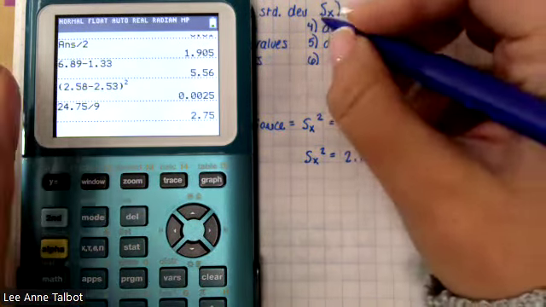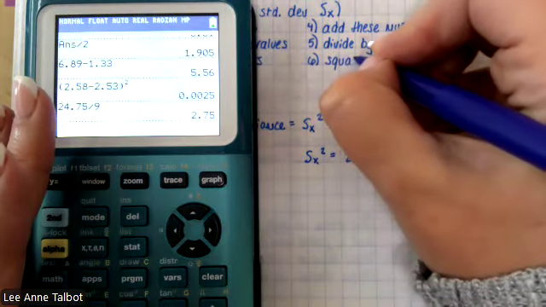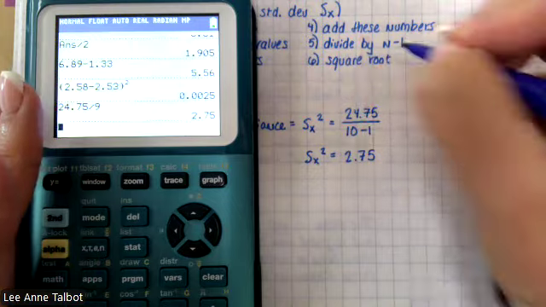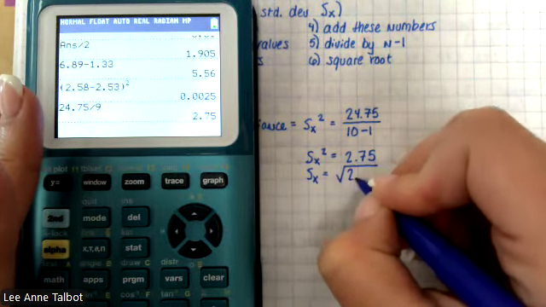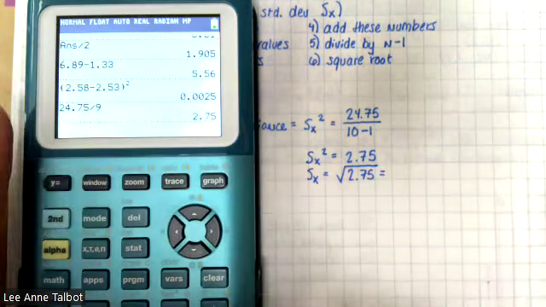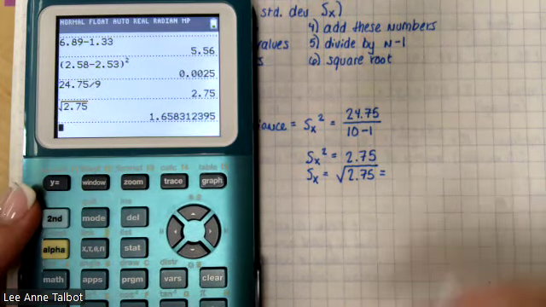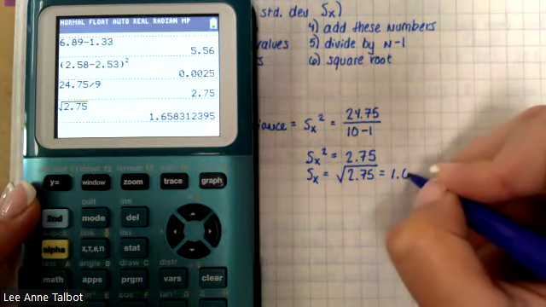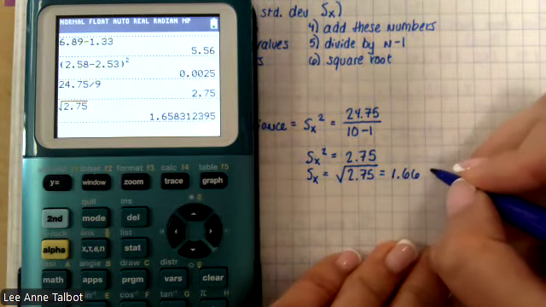Okay, and then the last step to get standard deviation without the squared is to square root both sides. Which in this case is 1.66.